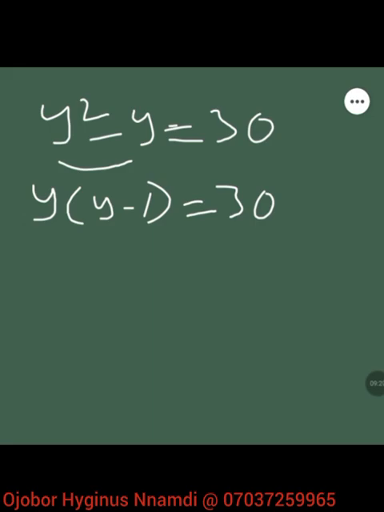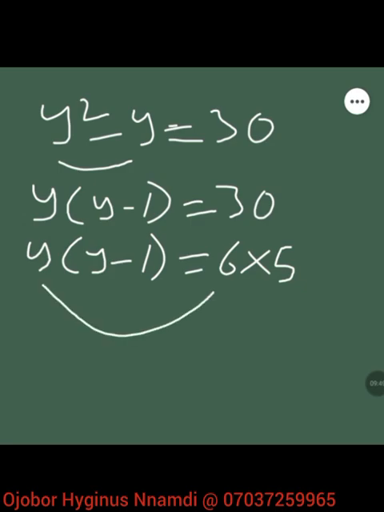So we have y into y minus 1 equals two numbers whose product is 30 and the difference is 1, which will be 6 and 5. So 6 times 5 is 30. So we can actually see that y is 6 and y minus 1 is 5. Why did I choose y to be 6? Of course, y should be greater than y minus 1 because subtracting 1 from y has reduced the y. So y takes 6 and y minus 1 takes 5.